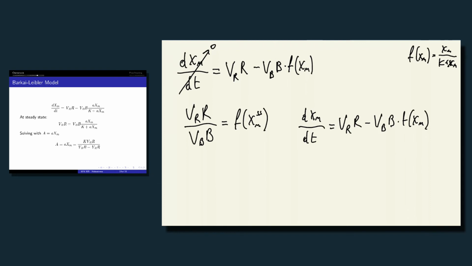Now what I can do is essentially divide both terms by VB B. So if I do that, this becomes equal to VR R over VB B minus f of xm. And let's actually put this outside here so that we don't break the equation. So the rate of change, I haven't basically changed anything, just did a rearrangement. What's interesting though is this part. Notice that this is exactly the steady state.